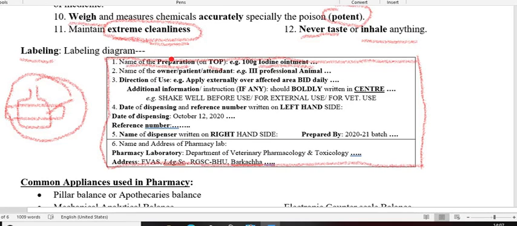Over the piece of white sheet, you have to write on the top. The first one is the name of the preparation. If you are preparing 100-gram iodine ointment, put 100-gram iodine ointment. So this is the first one.